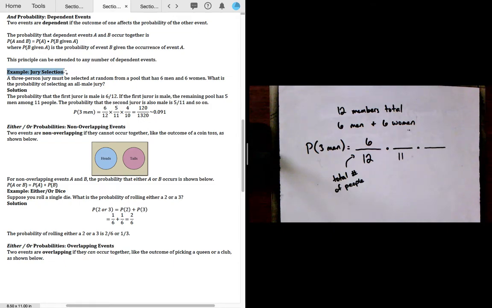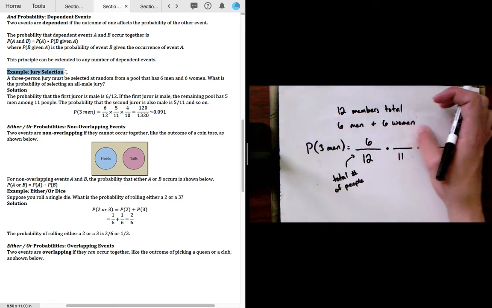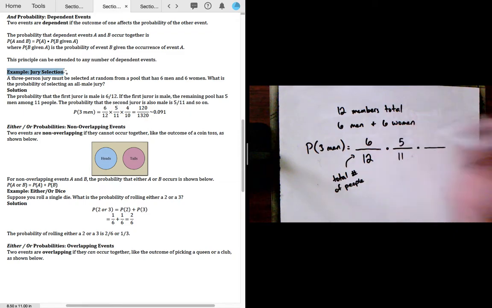The person that was chosen was a man. So in the second probability, I only have 5 men left to choose out of. So of those 11 people that are left, 5 of them are men. And I want to choose one of those 5 men. So in the last choice, I only have 10 people to choose from. And of those 10 people, 4 of them are men.